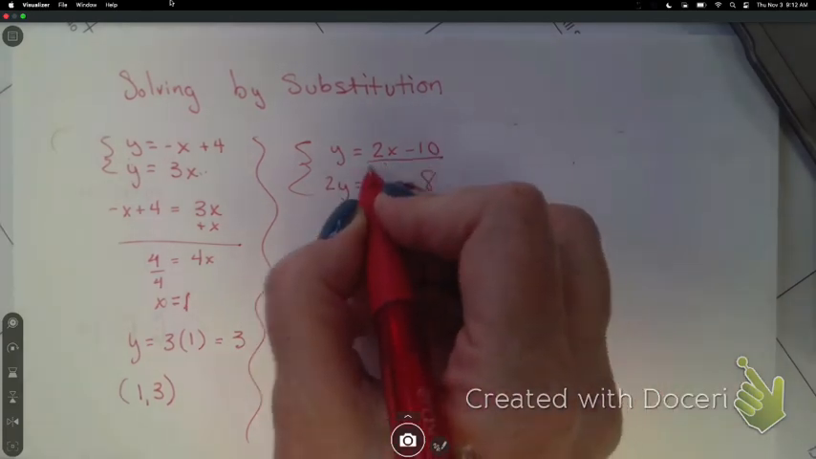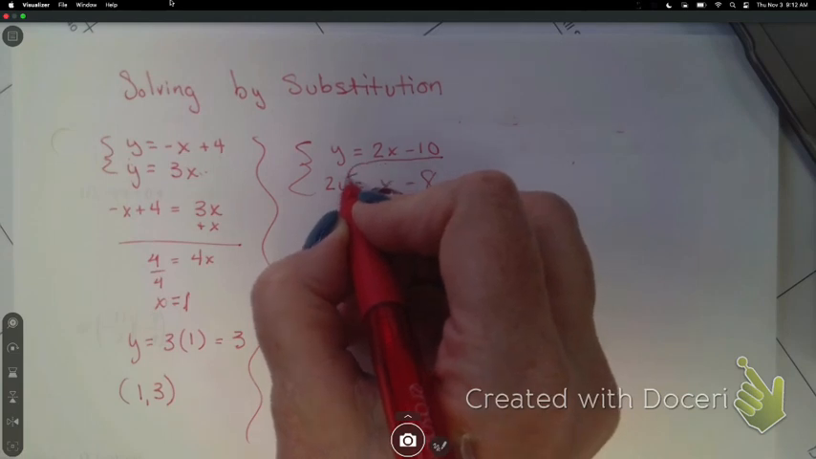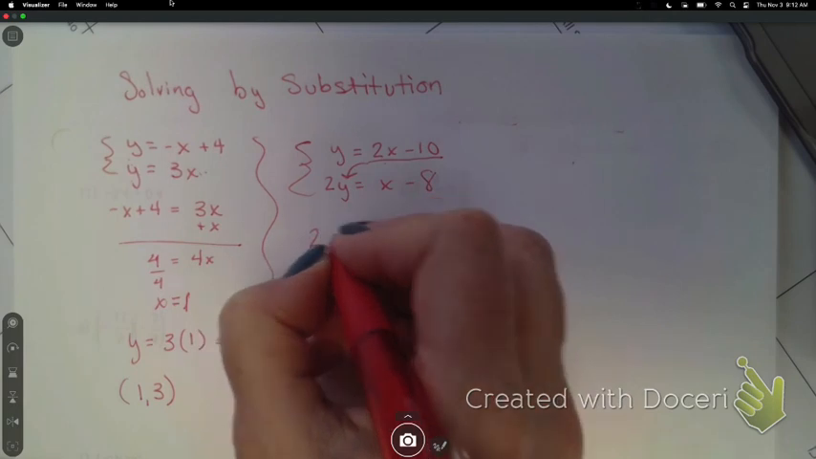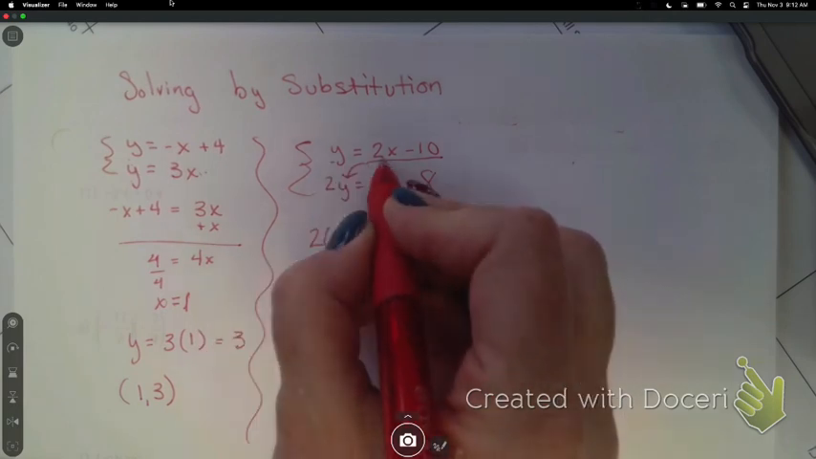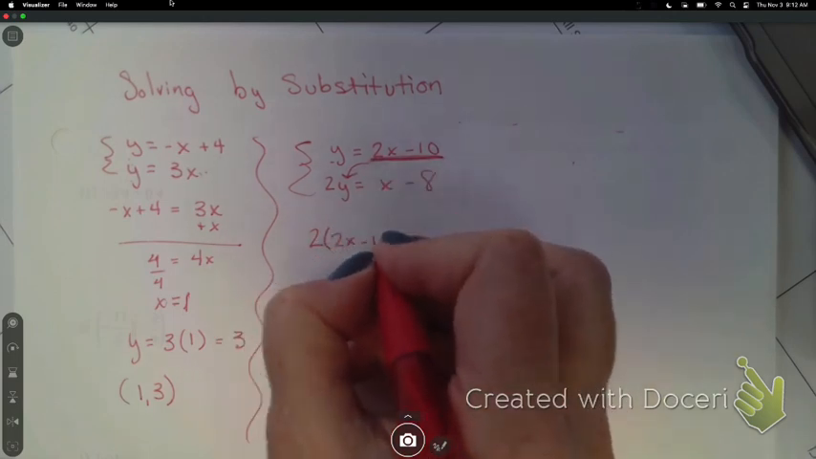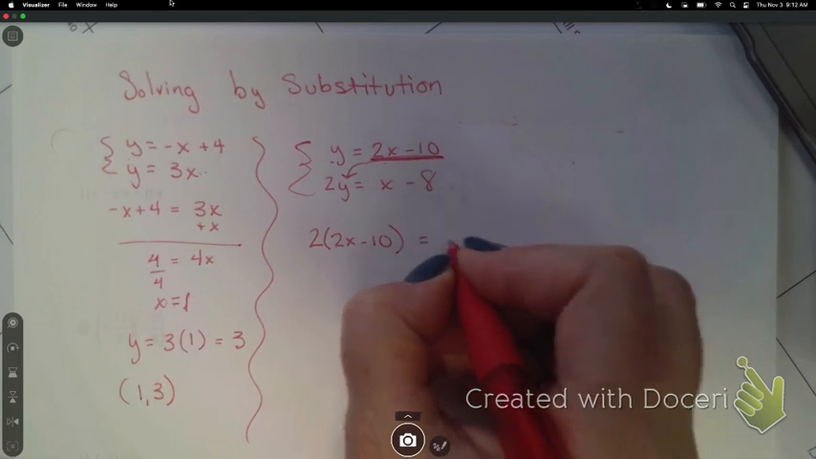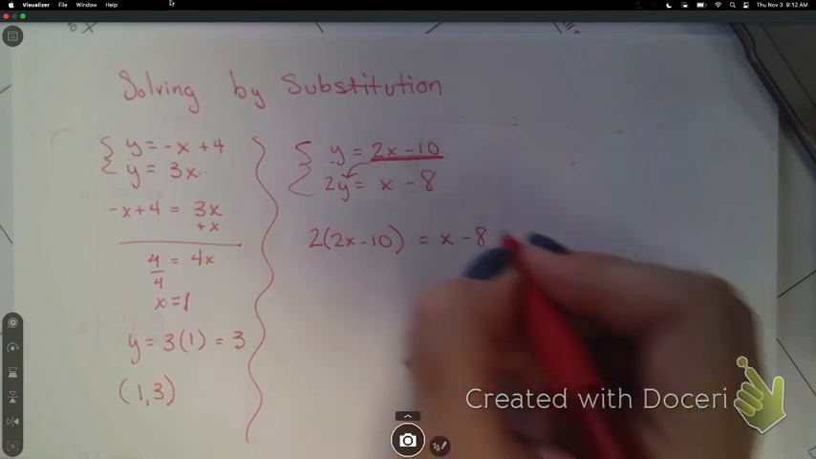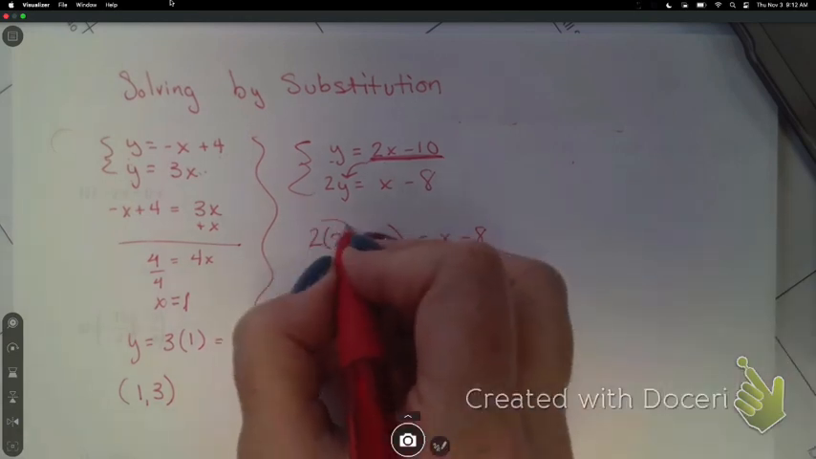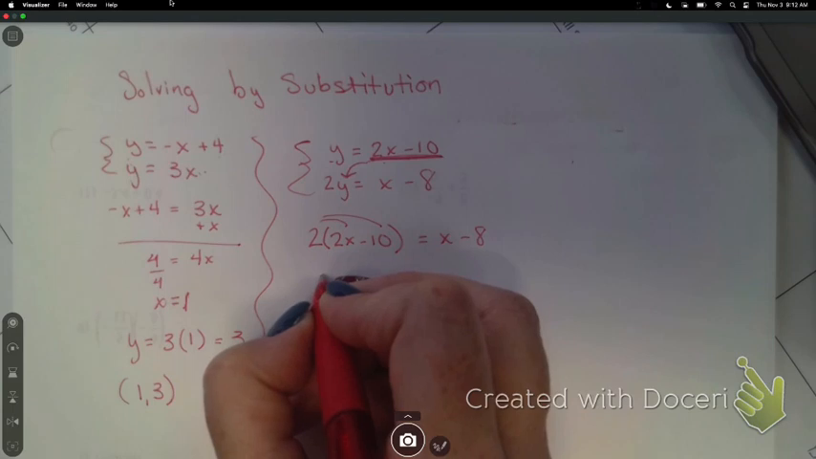The first equation already says y equals 2x minus 10. So I could substitute this in for that y right there. So it's 2y, but what does y equal? 2x minus 10. So 2x minus 10 equals x minus 8. How do I go about solving this? You distribute. And then you add like terms.